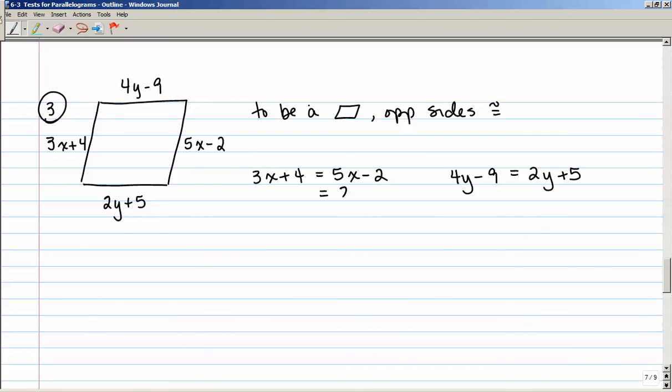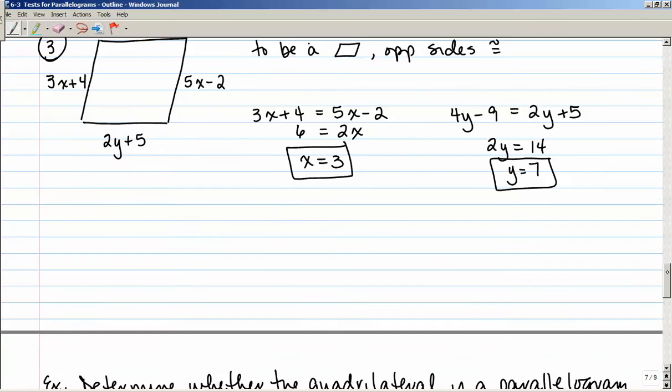So 2x equals 6, and x equals 3, and 2y equals 14, and y equals 7. So in order for this quadrilateral to be a parallelogram, both pairs of opposite sides have to be congruent to each other. And that's true when x equals 3 and y equals 7.